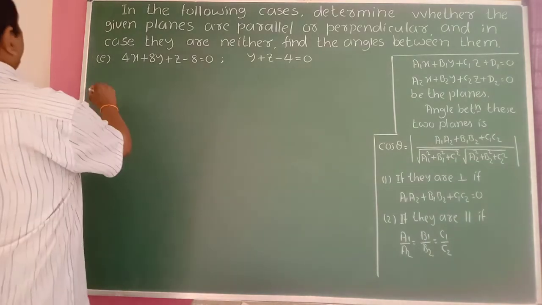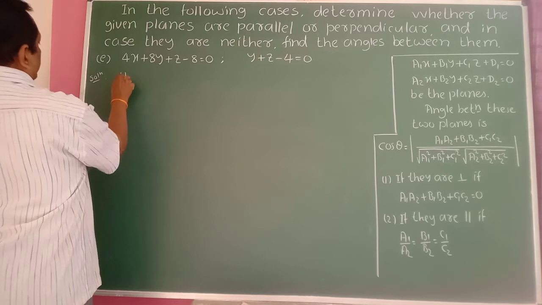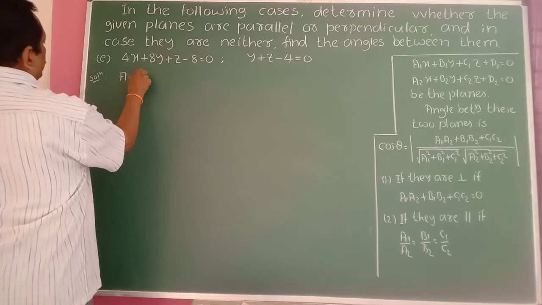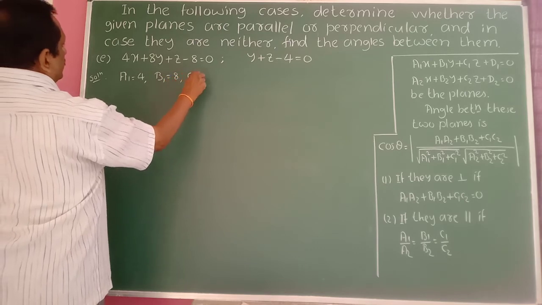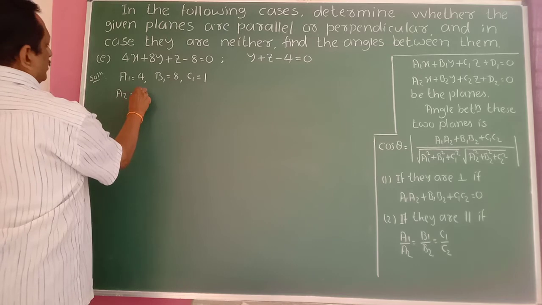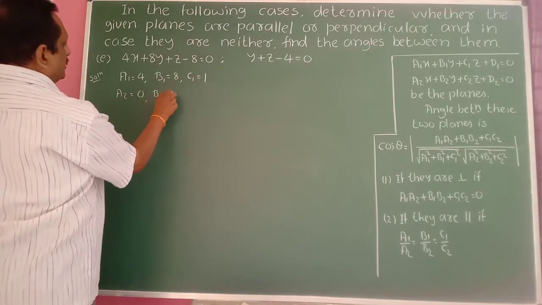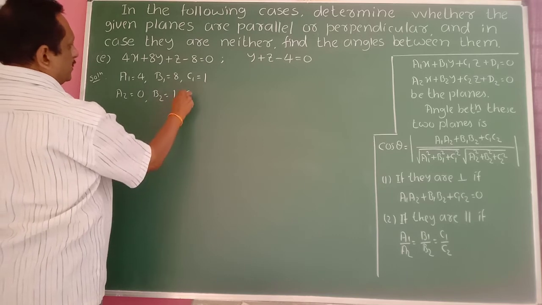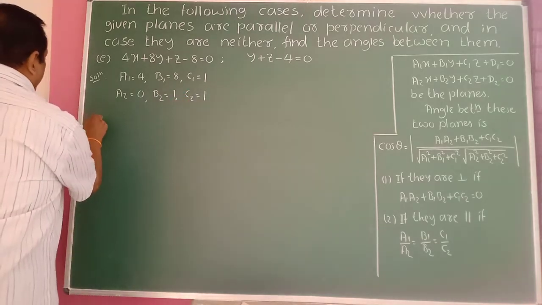Comparing the given equation with the standard equation here. In this case A1 is equal to 4, B1 equal to 8, C1 equal to 1 here, A2 is equal to 0, there is no x term here, so 0, then B2 is equal to 1 here and C2 is also 1.